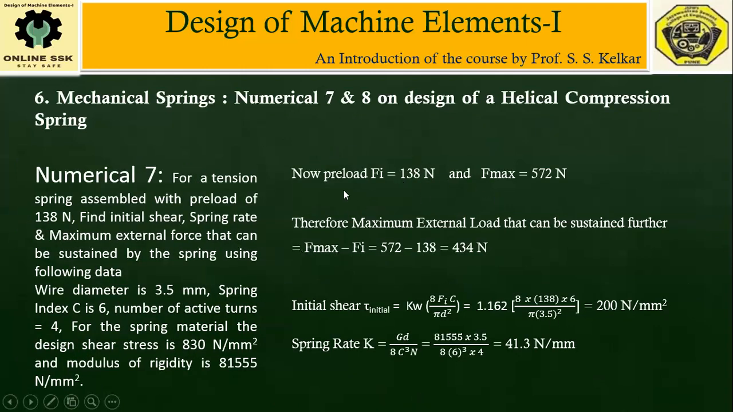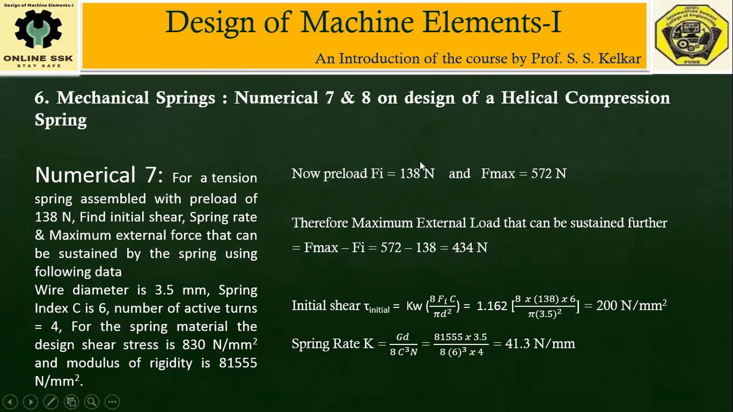Now they have specified initial load as 138 Newton, and maximum force we have calculated as 572 Newton. Therefore, additional external load that can be applied will be given by maximum force minus initial force. So maximum force is 572, initial force is 138. So additional 434 Newton force can be sustained by the spring without failure. The spring can sustain further load of 434 besides its initial load of 138 Newton.